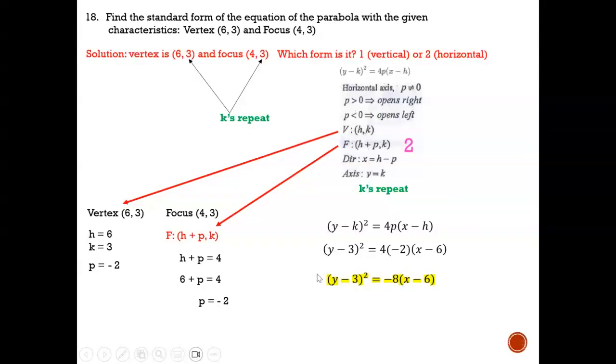At times, guys, students ask me, Mr. Isasi, do I need to simplify it more? No, because this is the standard form of the equation of the parabola. That's the standard form. So that's where you leave it.